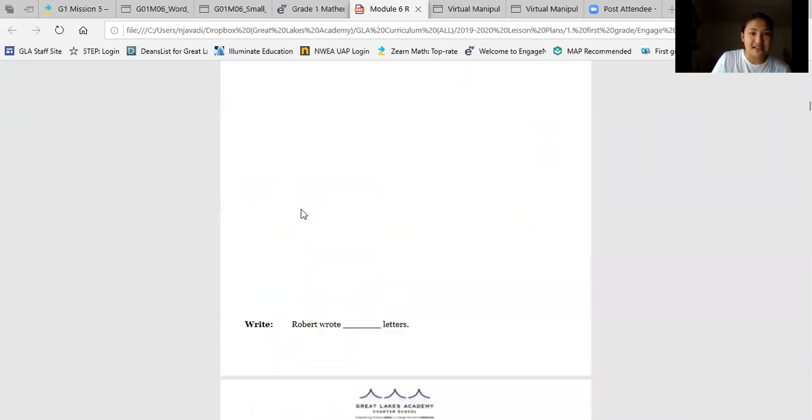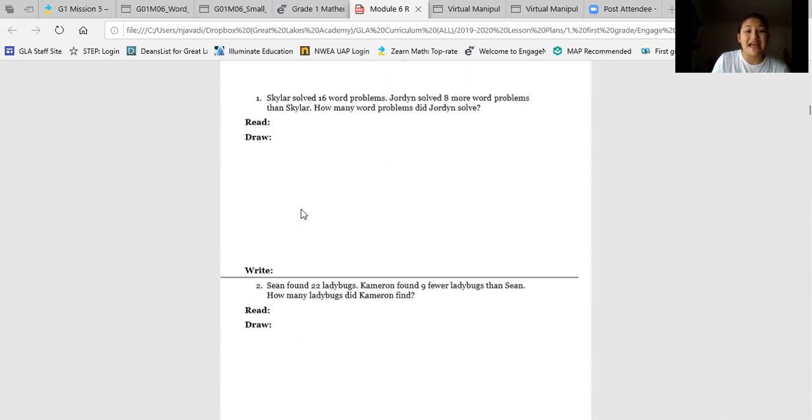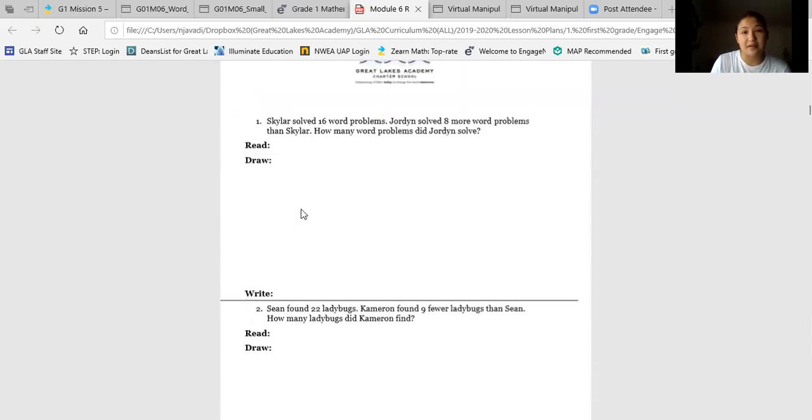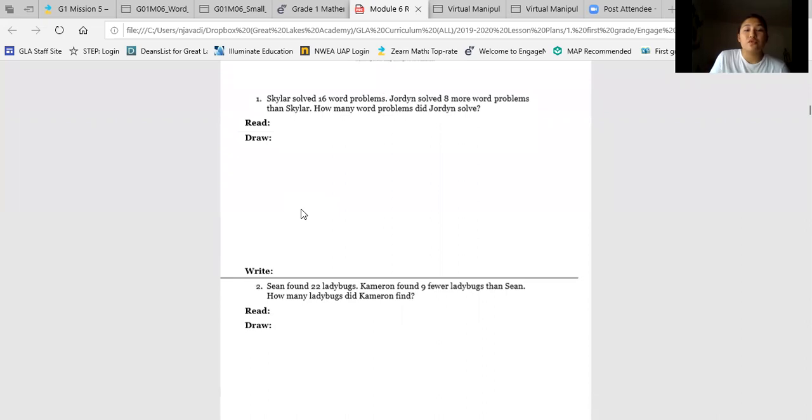So I'm going to scroll to the next page. Remember that today we're only working on word problems. So you need to try your best to read the words on each problem. And if you get stuck on a word, remember you can read through the word. Let's read number 1 together.